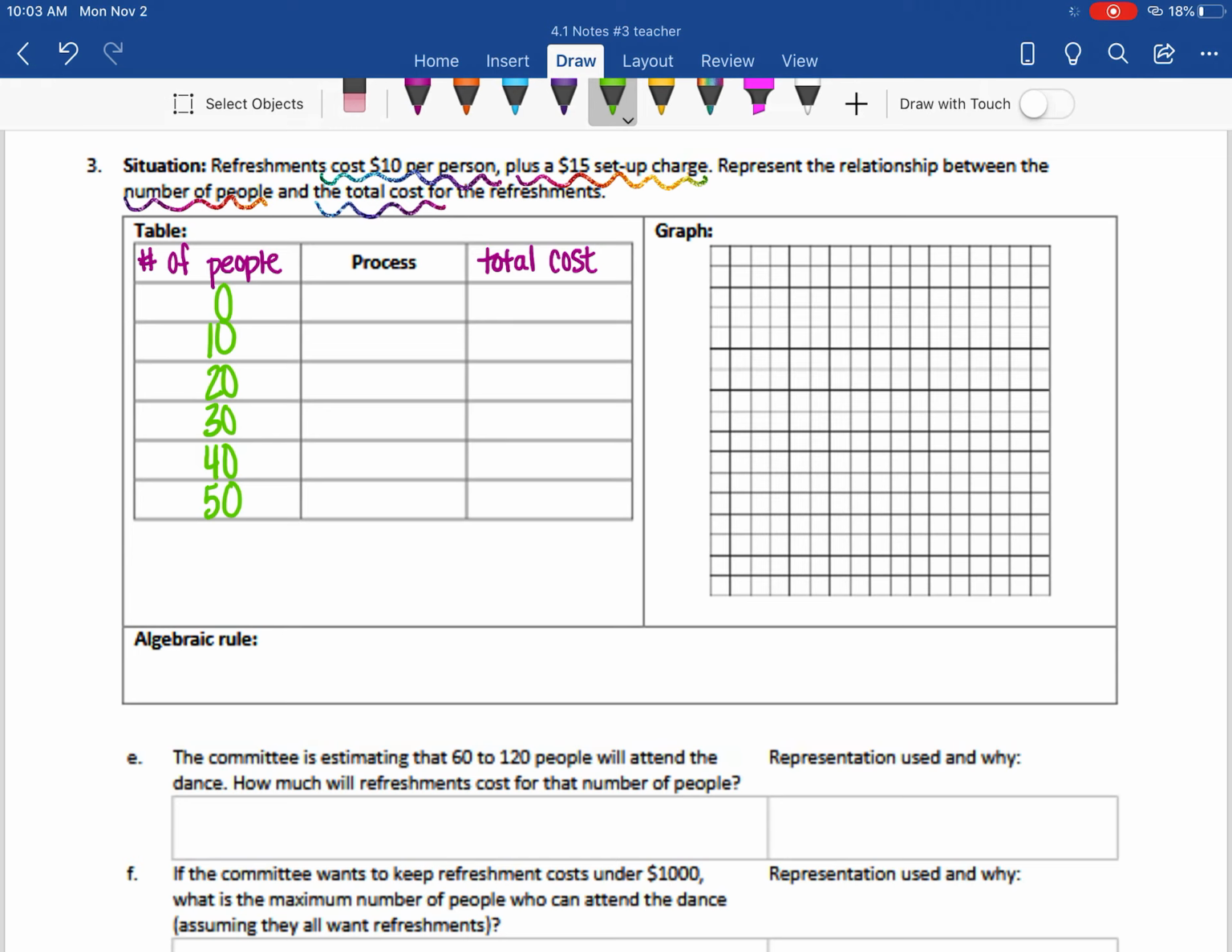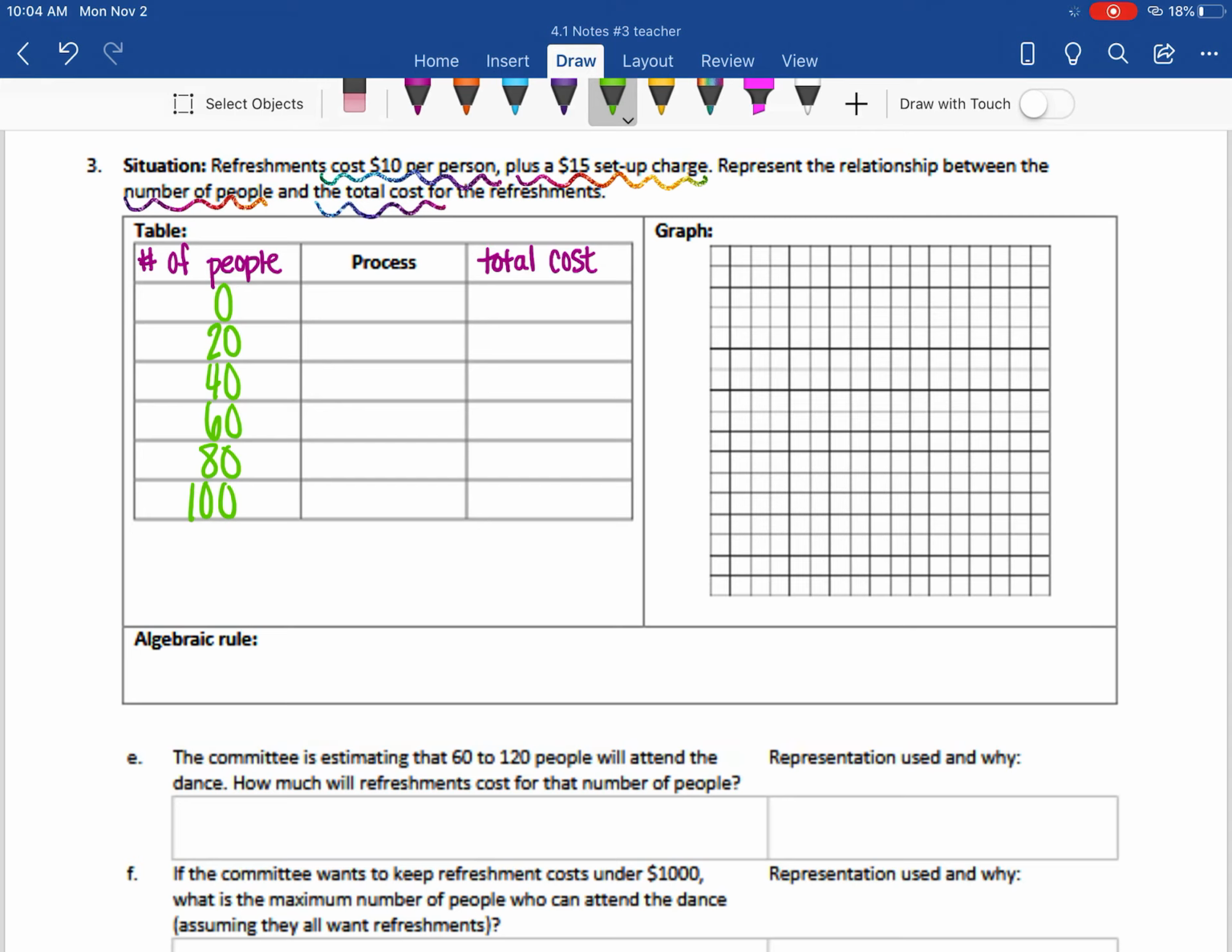Okay, so process. Let's take a look at that. Actually, I want to go back and change it. I do want to count by 20s so that we have more data. So let's do 20, 40, 60, 80, 100. Okay, so let's talk about process.